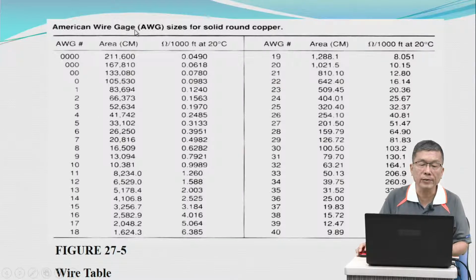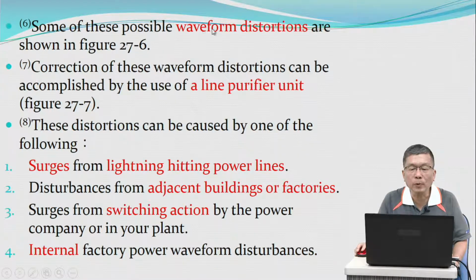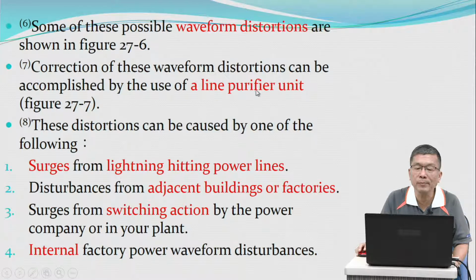American wire gauge, AWG size for solid round copper. Some of these possible waveform distortions are shown in figure 27.6. Correction of this waveform distortion can be accomplished by the use of a line purifier unit. See figure 27.7.